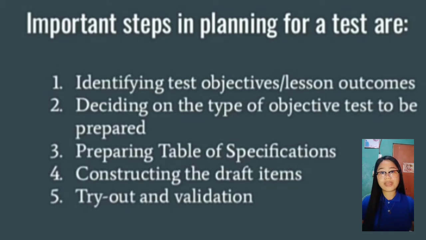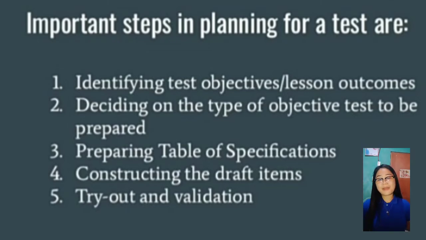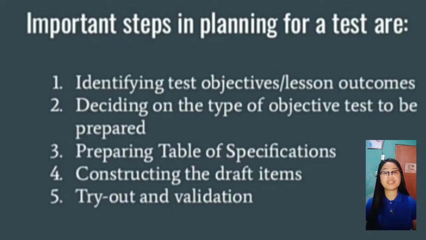So, identifying the test objectives or lesson outcomes, it covers the Bloom's taxonomy of learning: knowledge or remembering, comprehension or understanding, application or applying, analysis or analyzing, evaluation or evaluating, synthesis or creating. Number 2, deciding on the type of objective test to be prepared. For this, you need to select appropriate item types. And number 3 is preparing table of specification.